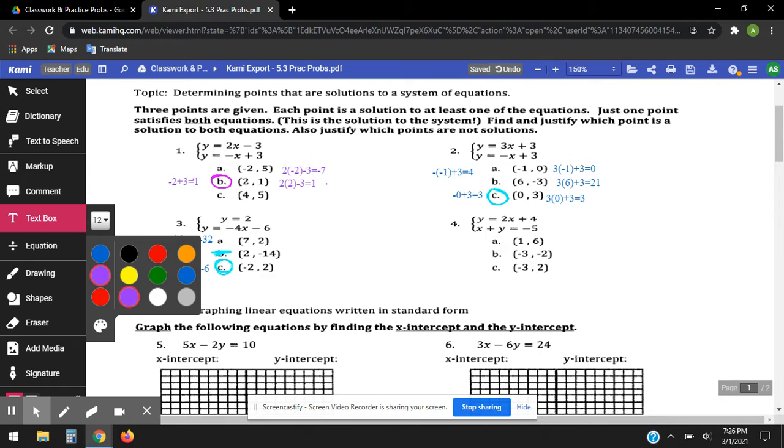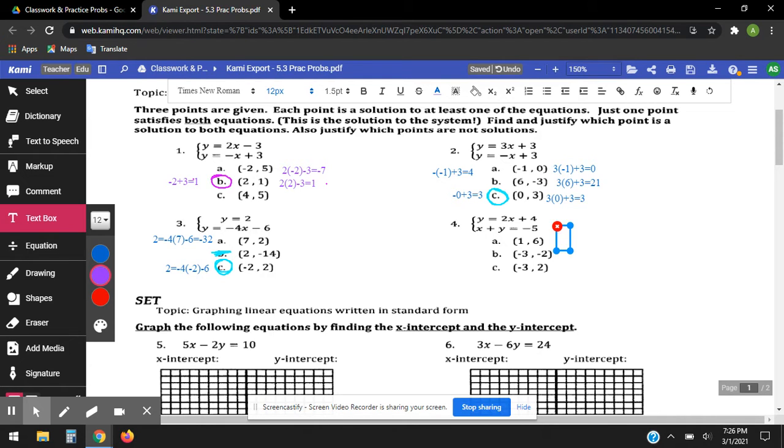All right, let's look at this one over here. Same idea. We'll go ahead and plug them in on this side. So I'm just going to do the 2x plus 4 on here. 2 times 1 plus 4 equals 2 plus 4 is 6. That one's good. Try it over here. X plus y. 1 plus 6 equals 7, not -5, so that one is no good.